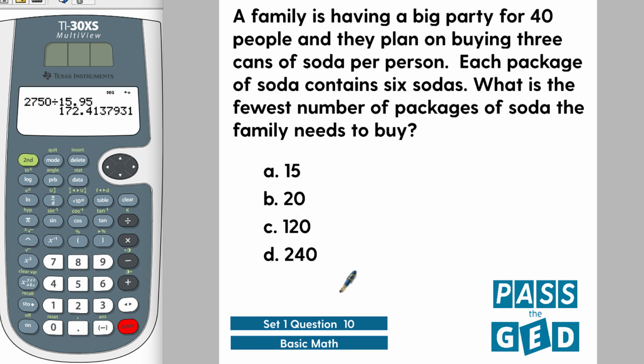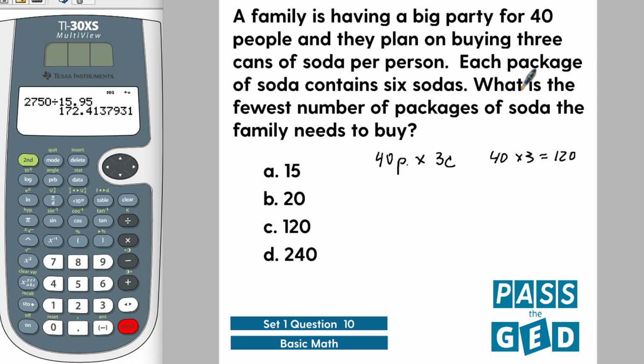A family is having a big party for 40 people, and they plan on buying 3 cans of soda per person. Each package of soda contains 6 sodas. What is the fewest number of packages of soda the family needs to buy? All right, so if we take this, you've got 40 people. I always like to write down, I'm just going to do 40p for people, and they each are going to do 3 cans of soda, so let's do 3c here. So we're going to multiply these together. Each person drinks 3 cans of soda, so that's 40 times 3. 40 times 3 is 120.